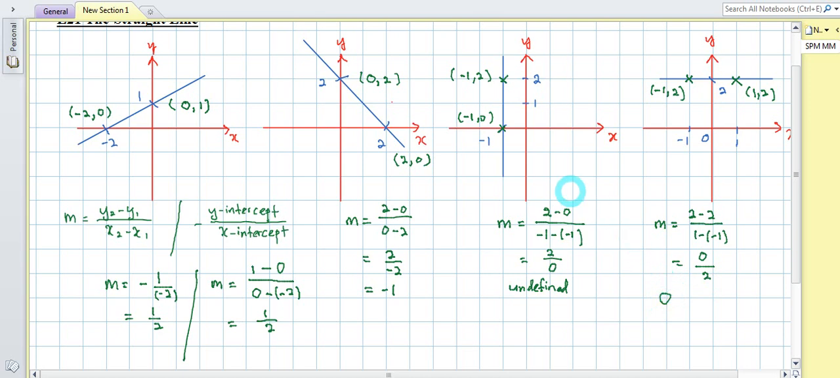Okay, so basically for a straight line, we will have these 4 types of gradient. Going upward like this, positive. Going downwards, negative. Going vertically, parallel to the y-axis, undefined. And going horizontally, parallel to the x-axis, the gradient is 0.